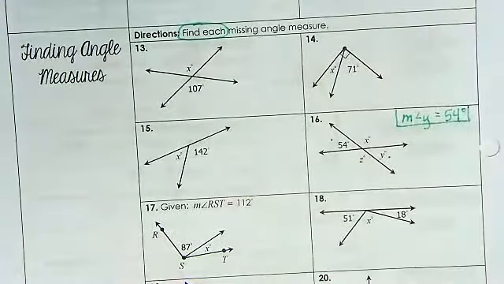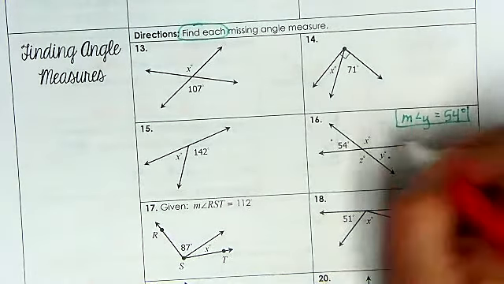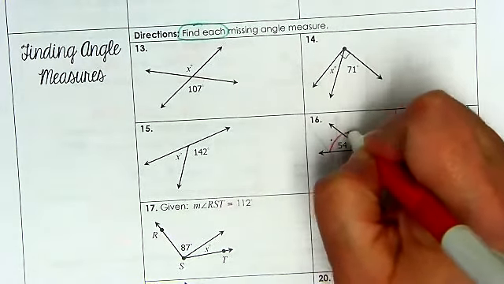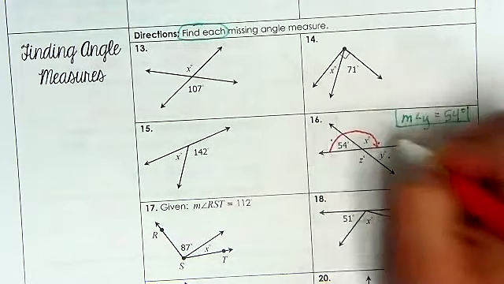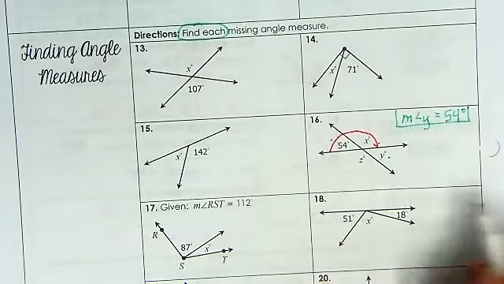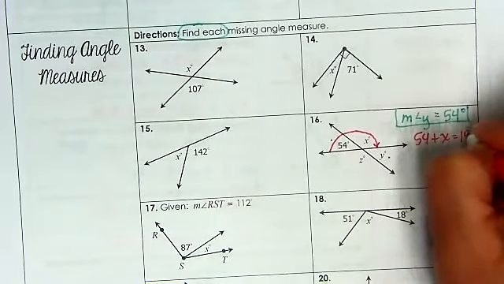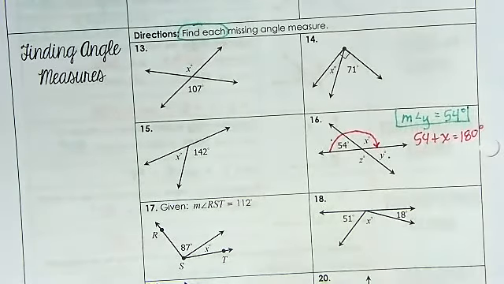All right, so next I can either find X or I can find Z. Well, if I'm looking at it, 54 and X, if I go all the way around, that makes a straight angle. That equals 180 degrees. So I can do 54 plus X equals 180 degrees. And yes, you set it up as an equation, not just do 180 minus 54. You have to write the equation.